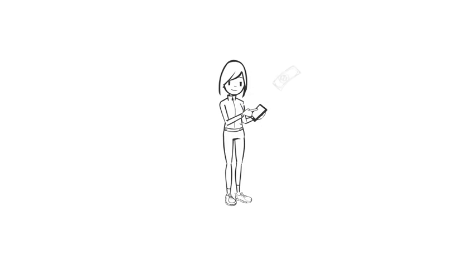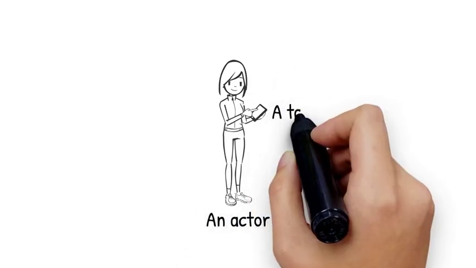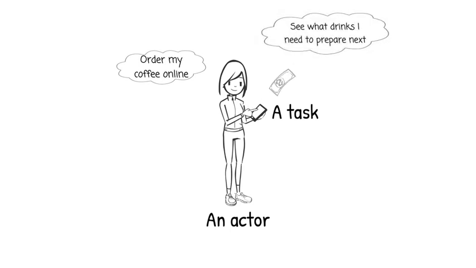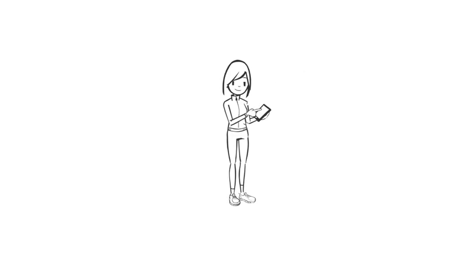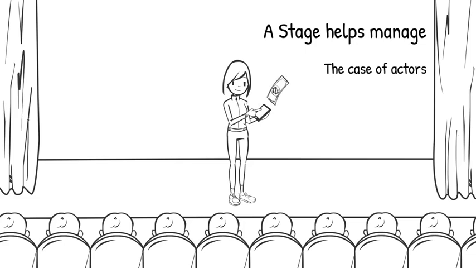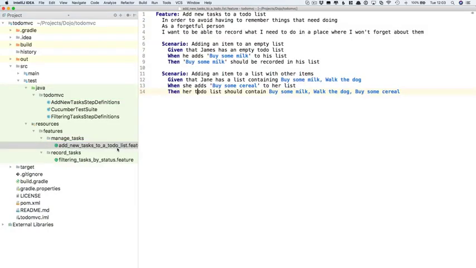In Screenplay, we try to model how a user or actor performs some business task by interacting with our application. A task could be something like order my coffee online, or see what drinks I need to prepare next. But an actor needs a stage to perform on. In Serenity Screenplay with Cucumber, we use a stage object to manage the cast of actors that will participate in our scenario. If the test is a web test, this stage object will also manage the WebDriver instances associated with this actor. We need to set the stage before each scenario.